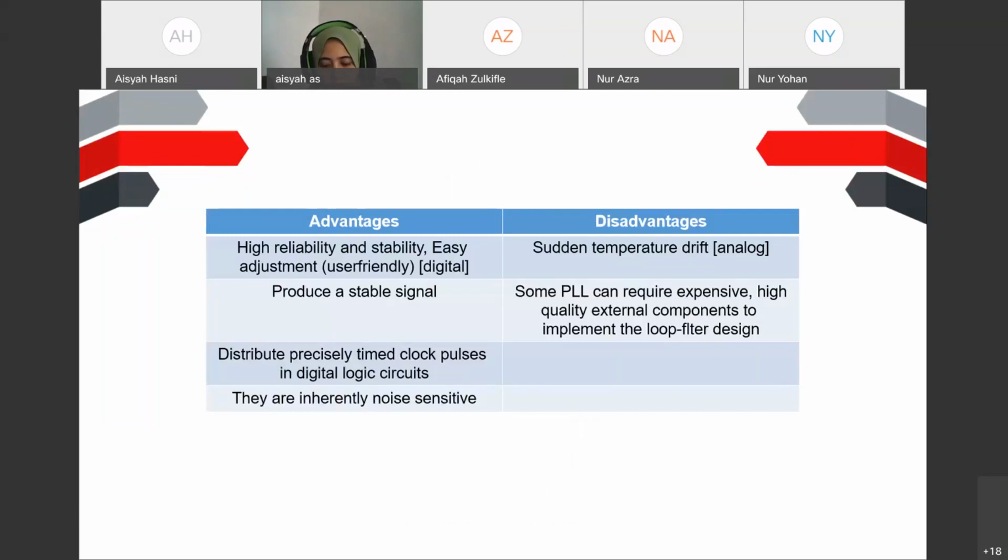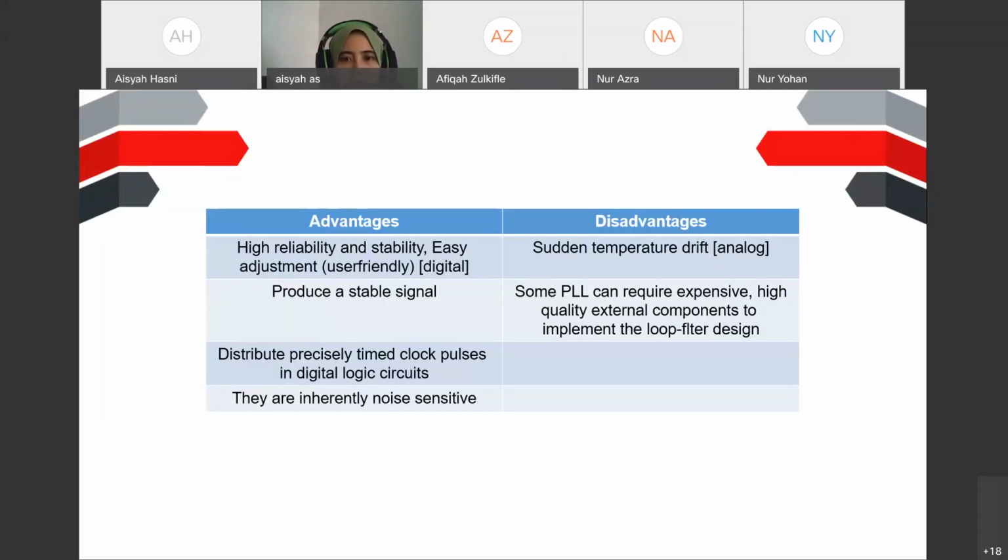The advantages and the disadvantages. The advantages are high reliability and stability, easy to adjust, and it produces a stable signal. It distributes precise time clock pulses in digital logic circuits. The disadvantages are that it is inherently noise sensitive, which is why they have the low pass filter to filter the noise, and sudden temperature drift, where the phase lock loop easily gets hot, and then it is expensive. That's all from us.